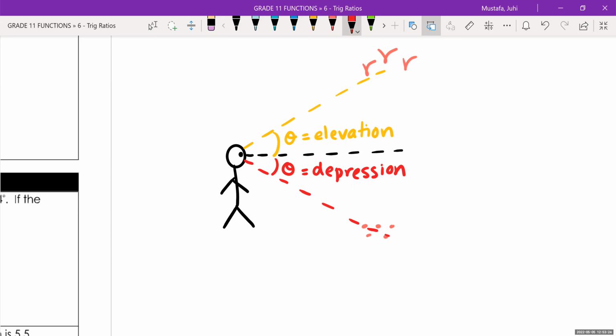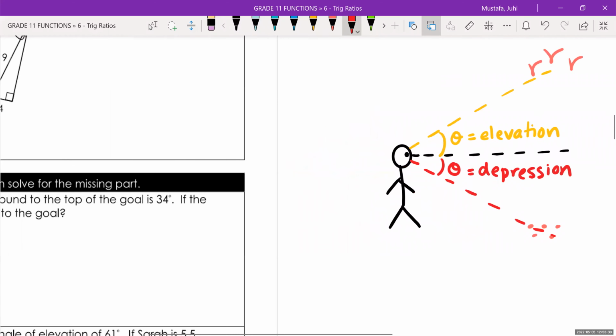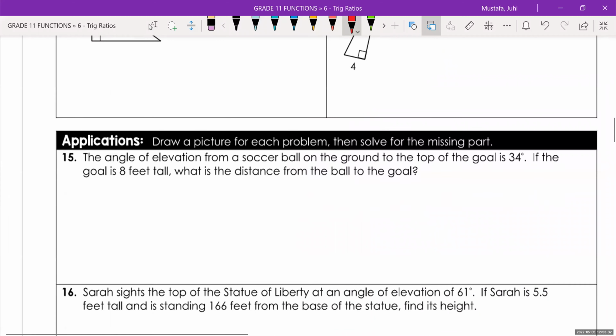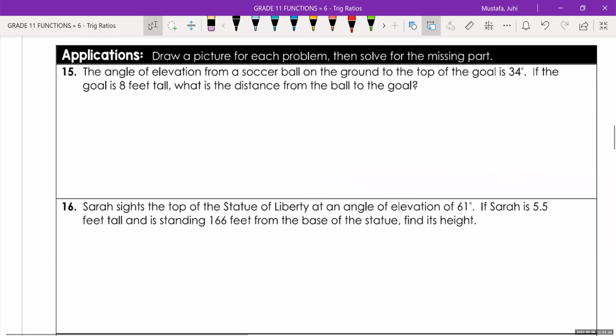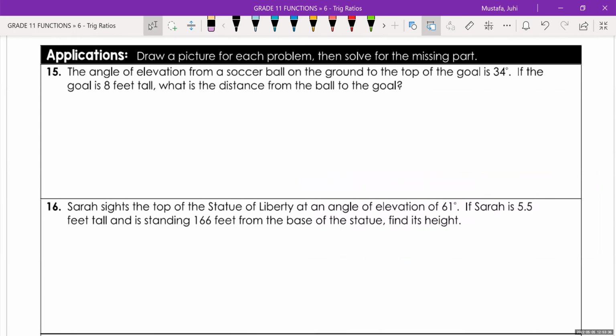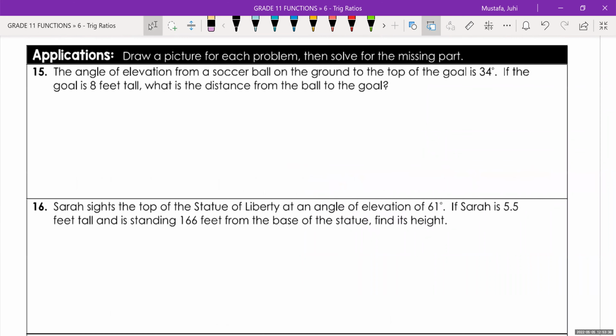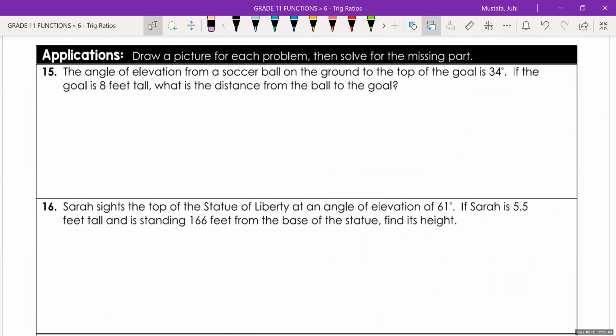Okay, let's try question 15, and maybe we'll do question 18. So question 15 says draw a picture for each problem, then solve for the missing part. A picture is so crucial for these types of questions. The angle of elevation from a soccer ball on the ground to the top of the goal is 34 degrees. So picture it, soccer ball on the ground, goal post is up here. That angle of elevation is 34 degrees.